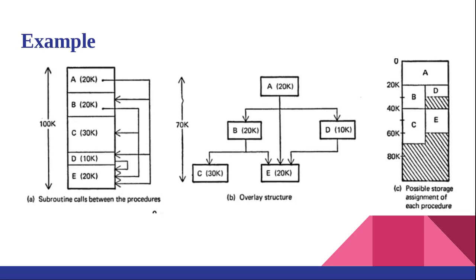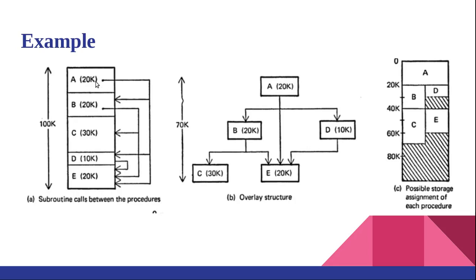Now we will see with an example. As you can see in the figure, we have three figures, that is A, B and C. In the first diagram, it is showing the subroutine calls between the procedures. We have procedures A, B, C, D, E. A is our main program and it shows the size of each procedure. Together the entire program size is 100K. And the arrow marks represent the subroutine calls.